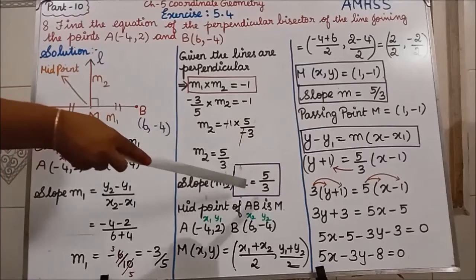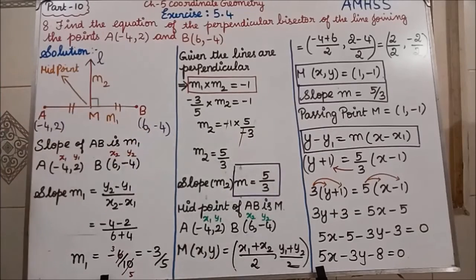Slope m2, that is m equal to 5 by 3, we have got. One slope we have got. Another one, what we need? We need one point. That point will be what? This midpoint. So again we are going to find the midpoint of AB. Now we are going to find the midpoint of AB, M. From this we will get the point M.